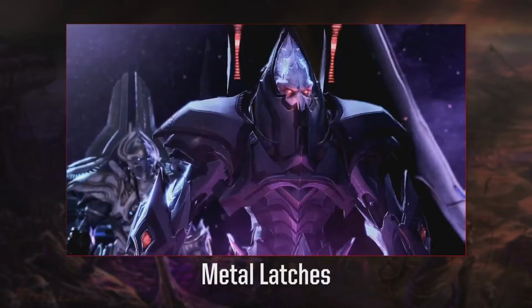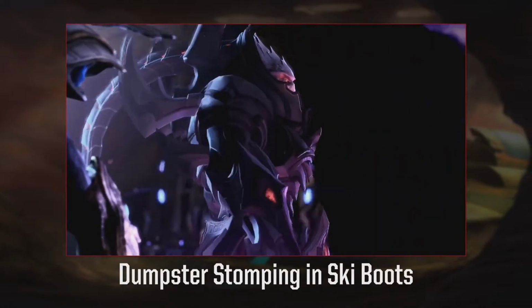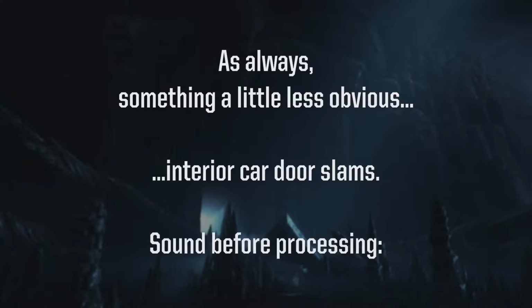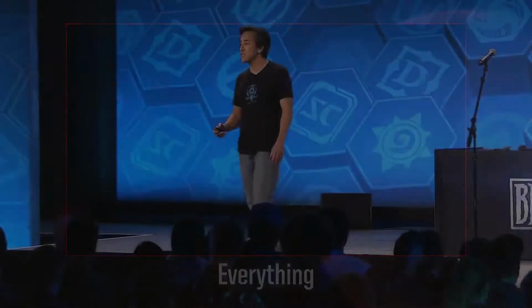Okay, next, rattling metal latches. Okay, third up, stomping around in a big metal dumpster wearing ski boots. All right, and as always, we like to try something a little less obvious. In this instance, interior car door slams, which means they were recorded from inside the car. They sound way different when you record them from outside the car. So this is what it sounds like unprocessed. Okay, and this is what it sounds like after processing and some audio alchemy. Okay, once again, everything all glued together.